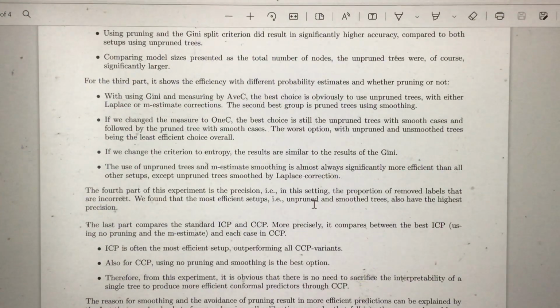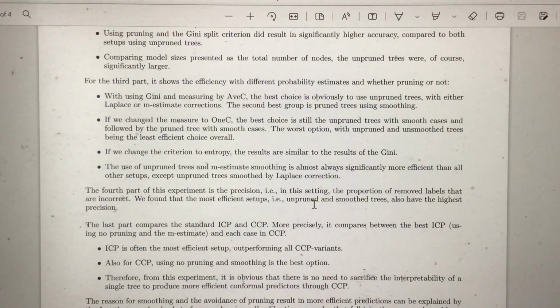Yeah. So if we use the unpruned trees, M estimate smoothing is almost always significantly more efficient than all other setups, except unpruned trees smoothed by Laplace correction, because the unpruned M estimates and unpruned Laplace correction, both of them are the smooth cases. So both smooth cases are similar to each other. Yeah. So we can see that the unpruned trees are more efficient.